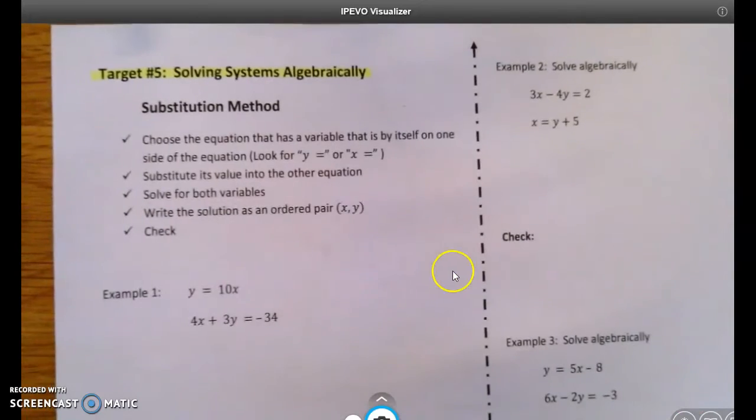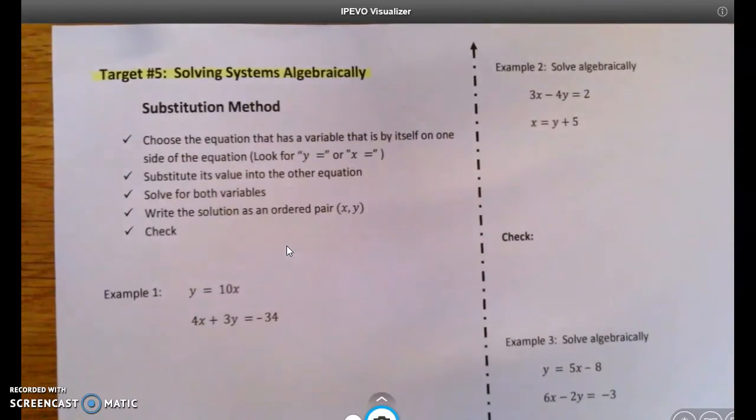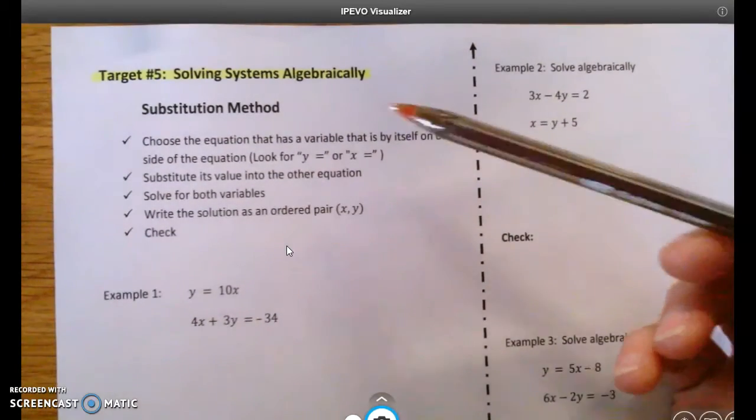Today we are going to work on what I call target number 5 in this unit. You're going to learn how to solve a system of equations without ever graphing it. So we call this solving systems algebraically. I've listed the steps here that we're going to use.